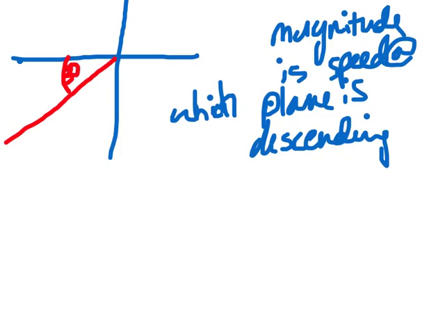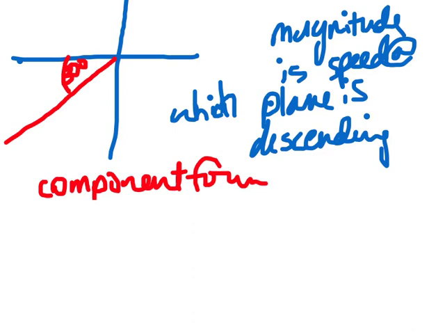The problem is I want to write this in component form. And component form, if you remember, is when we write it with the i's and the j's. Now, what am I going to do? Because the component form of this vector would be ai plus bj, but how am I to find the a and the b?